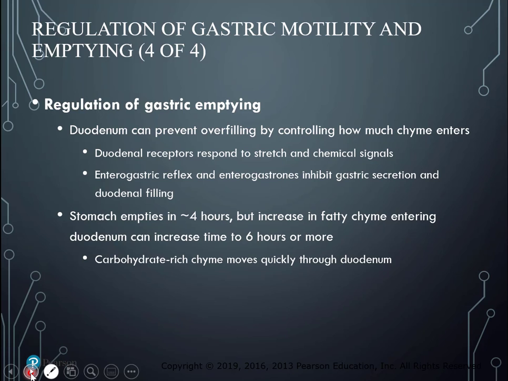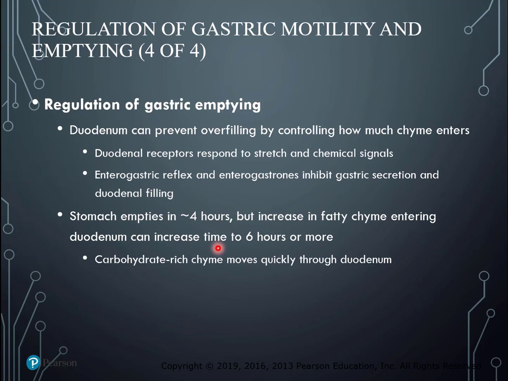So what regulates the motility of the gastric emptying? Well, your duodenum can prevent overfilling by controlling how much chyme can enter it. There are duodenal receptors that respond to stretch and chemical signals. And then you also have the enterogastric reflex, the enterogastrone that inhibits gastric secretion and duodenal filling.